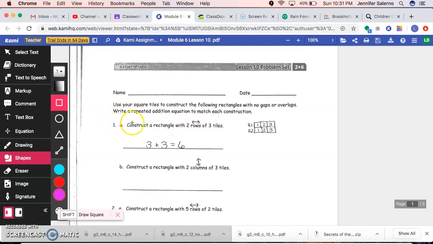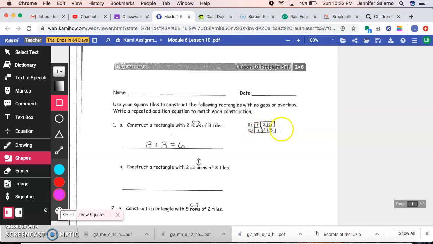Number one is saying that we need to construct a rectangle, okay, with 2 rows of 3 tiles. So remember, just to go back, a rectangle means opposite sides, okay, are equal. So what that means is here I already just drew it because I wanted to show you what it looked like. So they told me 2 rows. So I have row 1 and row 2, and I need to have 3 in each. So I have 1, 2, 3 here and 1, 2, 3 here.